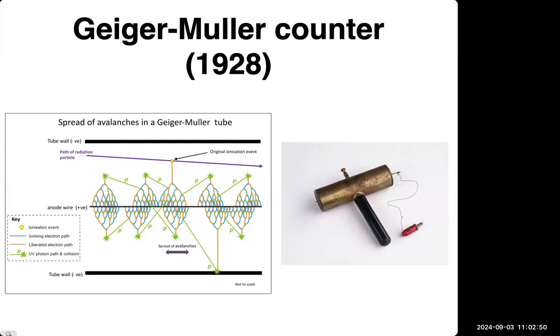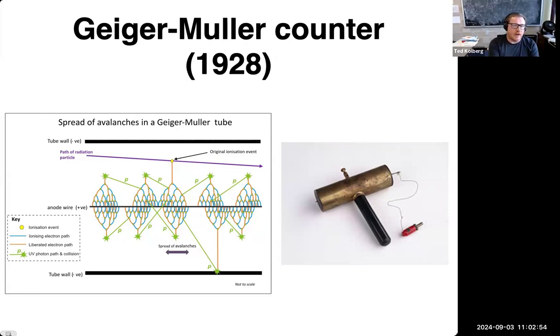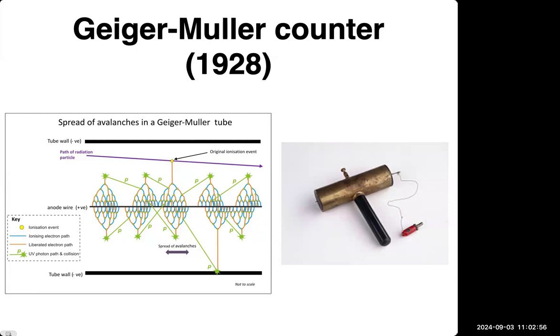I guess if you had two, you could try and look for coincidence. Yeah, can you say more about that? What does it mean, coincidence? You could try and look for the simultaneous firing in both of the tubes.